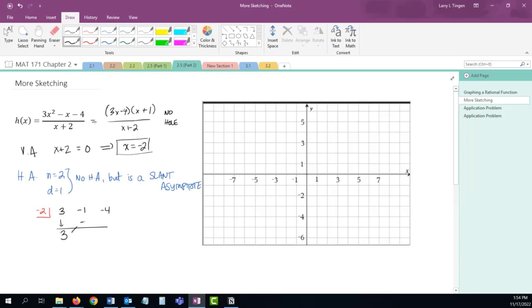3 times -2 is -6. -1 plus -6 is -7. -2 times -7 is +14. -4 plus 14 is 10. So that tells me what? This was a quadratic or second degree polynomial. I divided it by a first degree polynomial. So that means my slant asymptote is 3x minus 7.